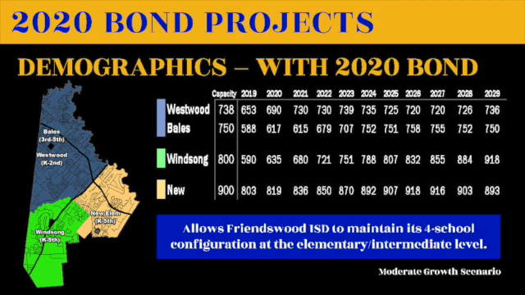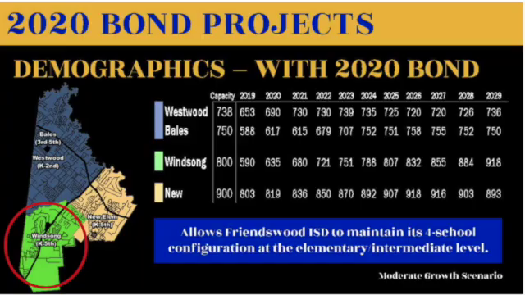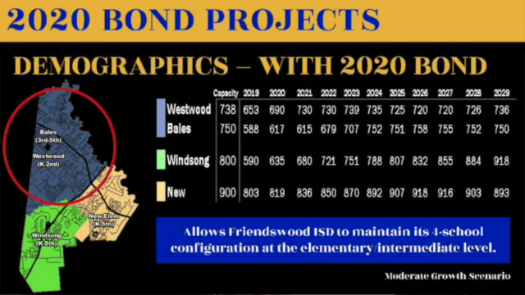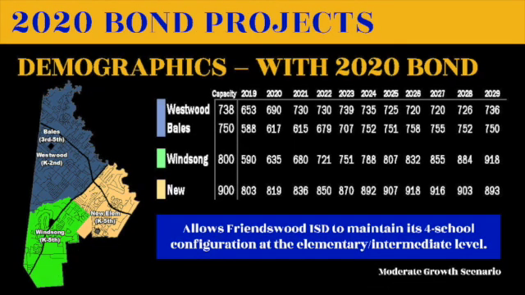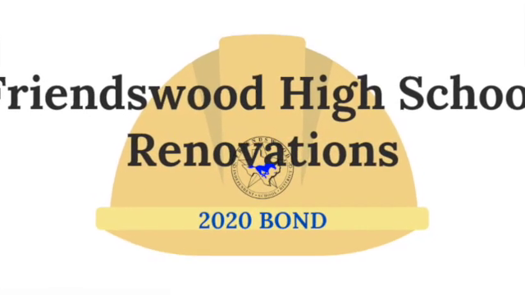You can see on the graphic in a K5, the new elementary at West Ranch, Winsong area would be K5, Bales and Westwood would remain as they are. It allows us to maintain our four-school configuration and still be able to handle the growth that's projected out the next 10 years. Next would be to look at high school additions and renovations.